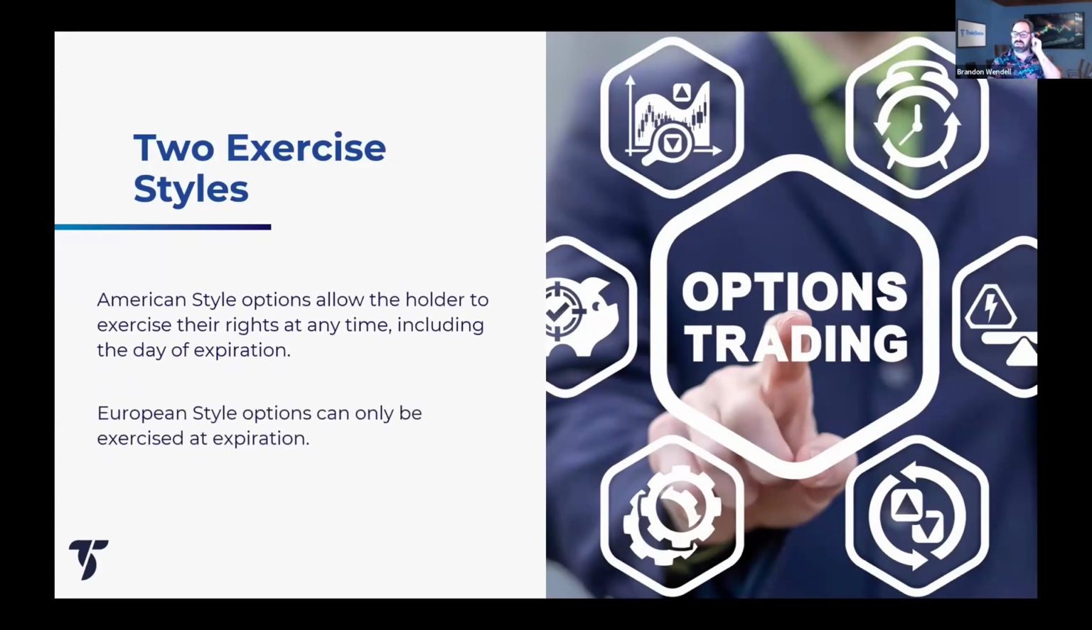I've already mentioned this. We have the American style, which means you can exercise whenever you want, including the day of expiration. European can only be exercised at expiration. Exercise meaning you want to exercise your right to fulfill the contract by buying or selling the underlying future.